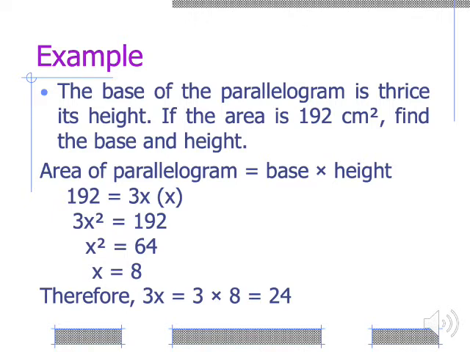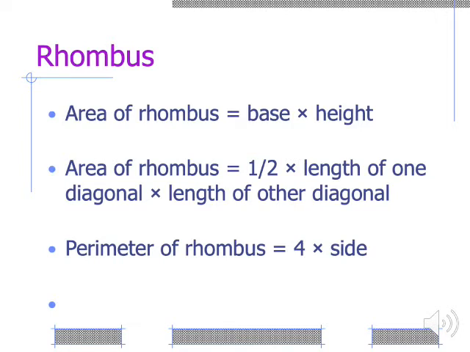And we know that x is the height. So the height is 8. And therefore, the base, which is 3 times the height, is 24. You can also check 24 times 8 and you will find that it is equal to 192, which is the area. So very easy. Now we have the rhombus.